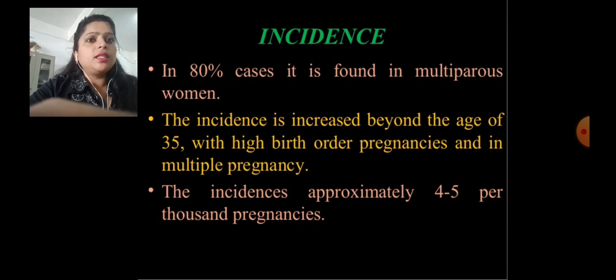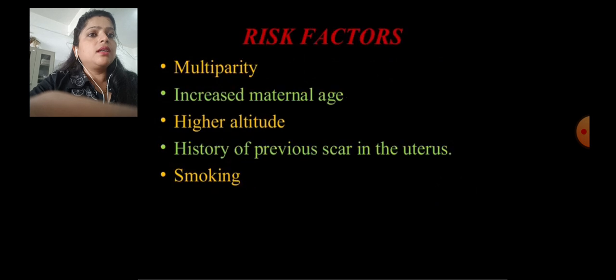So let's go through the incidence again. 80% of cases are found in multiparous women, because if the previous delivery was a cesarean section or something else, there are chances that the placenta is implanted in that particular area. Second, the incidence is high beyond the age of 35, because as age advances, there are multiple problems that arise in the female body. Then the incidence is approximately 4 to 5 per 1000 pregnancies. So what are the risk factors of placenta previa?